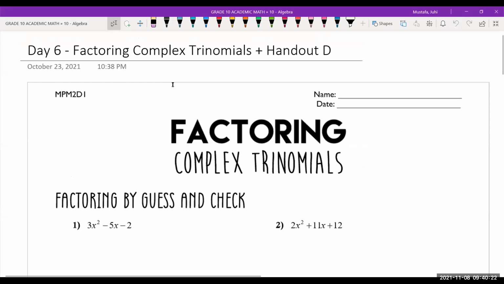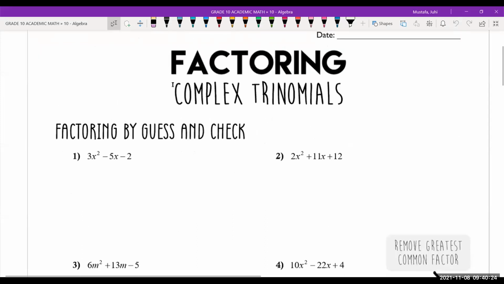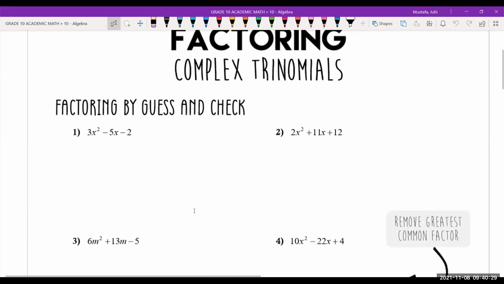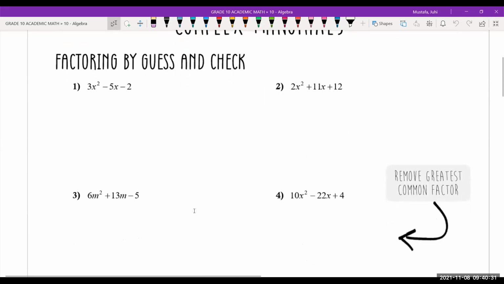Okay, so first of all, what is the difference between simple trinomials and complex trinomials? When you take a look at this page, what can you tell me is the difference between the questions we did before and the questions we're doing now? Angelique? Exactly. The number in the very first term is not a 1. It is something other than 1. So that's what makes it a little bit more complex.